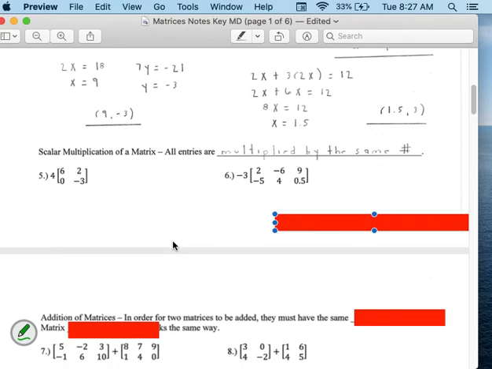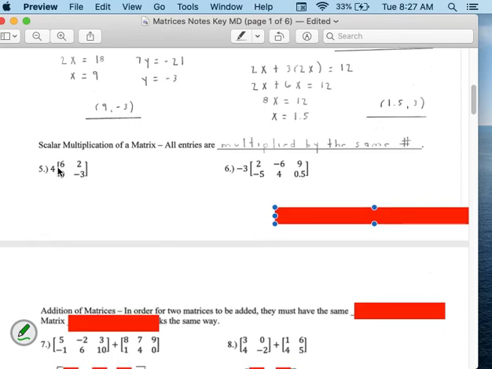So here's an example for number 5. It says we want to take 4 times the matrix 6, 2, 0, negative 3. It's like the distributive property. Okay? So we're going to rewrite this as a 2 by 2 matrix, but I need to take 4 times 6, 4 times 2, 4 times 0, and 4 times negative 3.